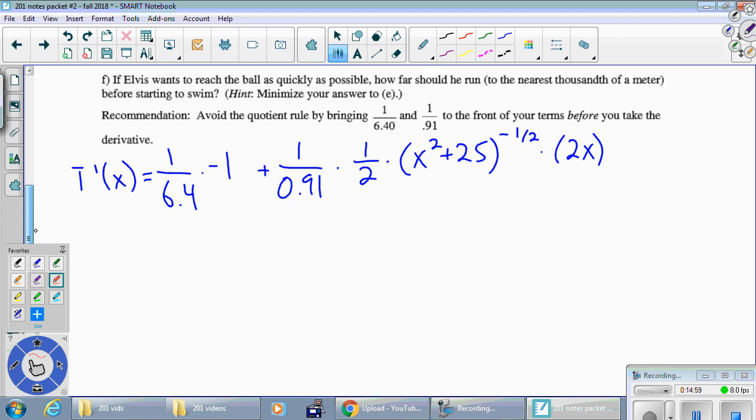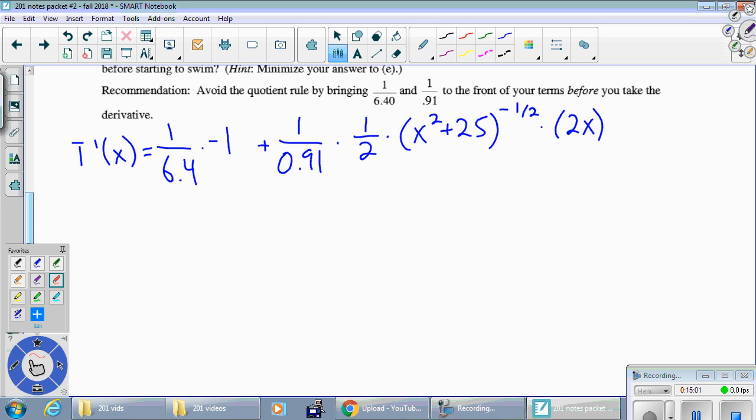Okay, so the derivative is done, and we know we're trying to minimize, so that means finding critical points and endpoints. Given that we have to set this thing equal to 0, it's in our best interest to clean it up first. So this is negative 1 over 6.4 plus 1 over 0.91. Now, the 2 on the bottom here and the 2x cancel. That's great. So this whole thing goes away with this 2.